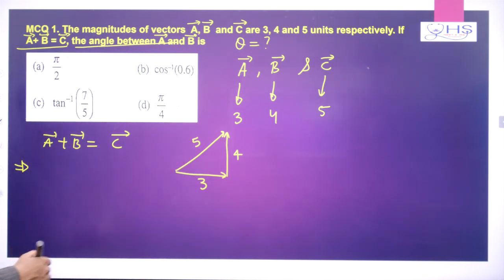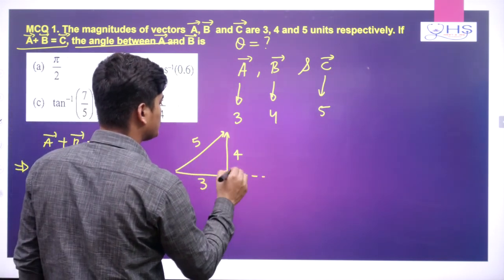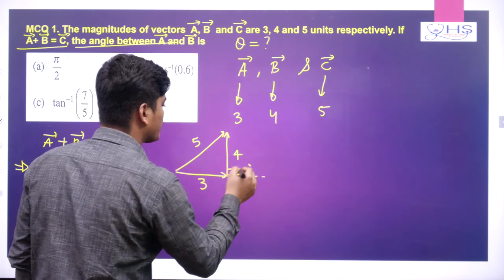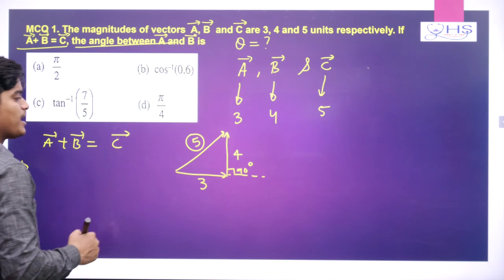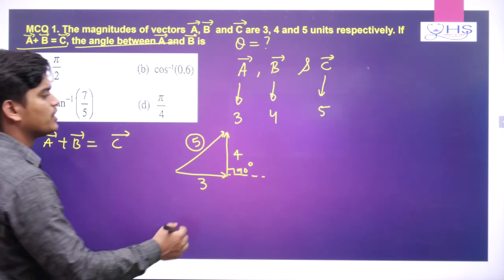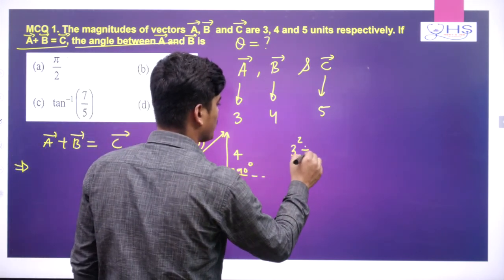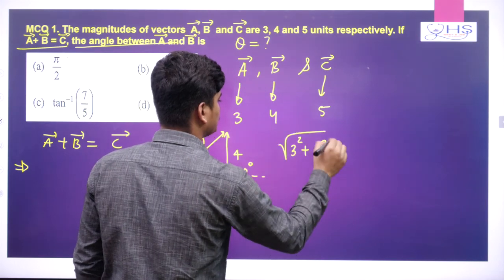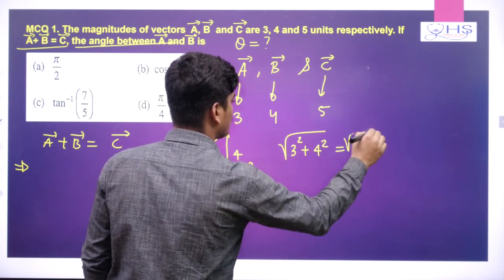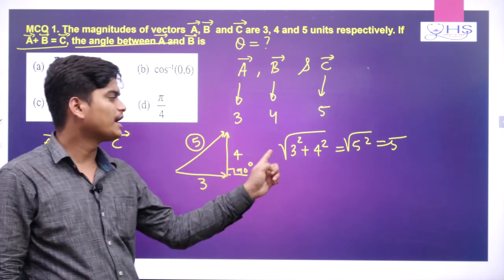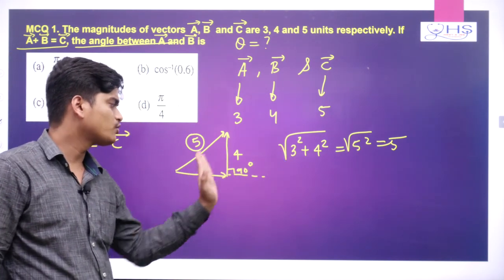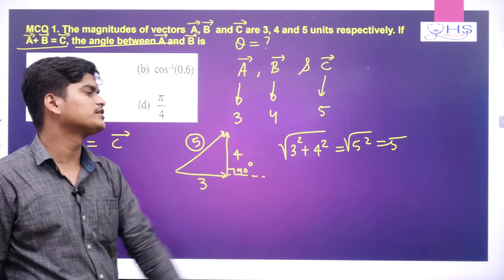Okay, if they are perpendicular to each other, then what will we get? Now this is 90 degrees, so the angle is 90 degrees. If they are perpendicular to each other, then I get my resultant vector as 5, because in vector addition, 3 square plus 4 square is nothing but how much? Square root of 25, which is 5. That means whenever two vectors are perpendicular to each other, we can use this formula, square root of a square plus b square, which will give the resultant.